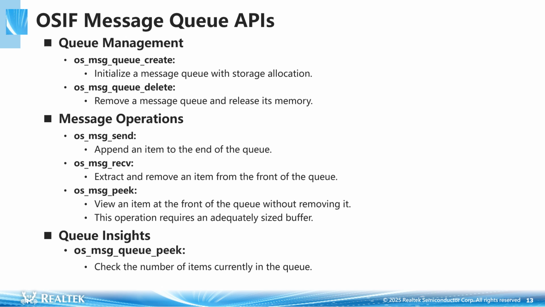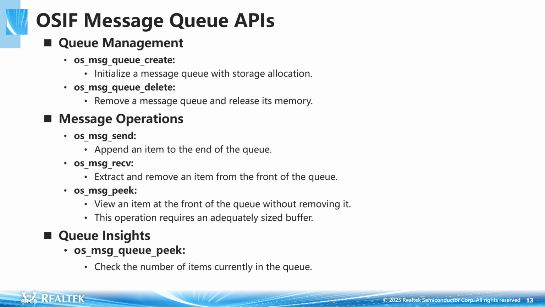Now, let's look at some important OSIF Message Queue APIs. For queue management, we have OS Message Queue Create to initialize a message queue with storage allocation, and OS Message Queue Delete to remove a queue and release its memory. For message operations, OS Message Send appends an item to the end of the queue, while OS Message Rec extracts and removes an item from the front.